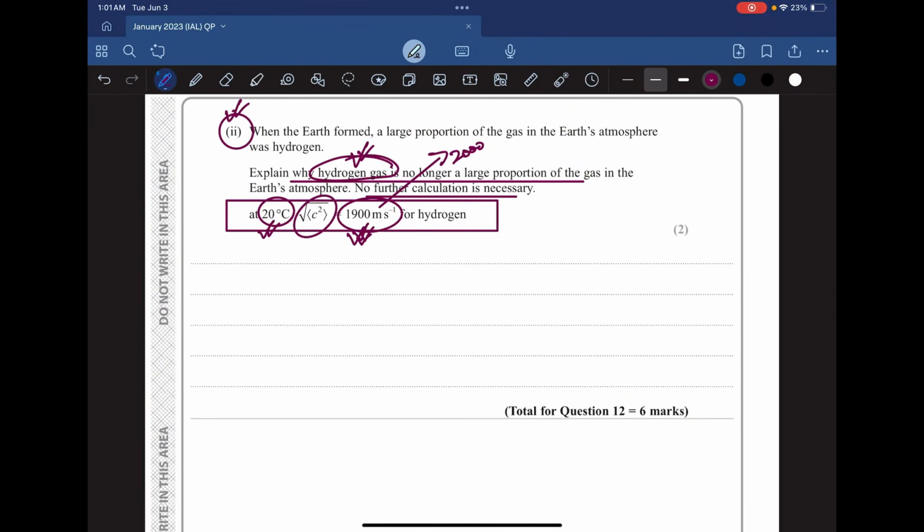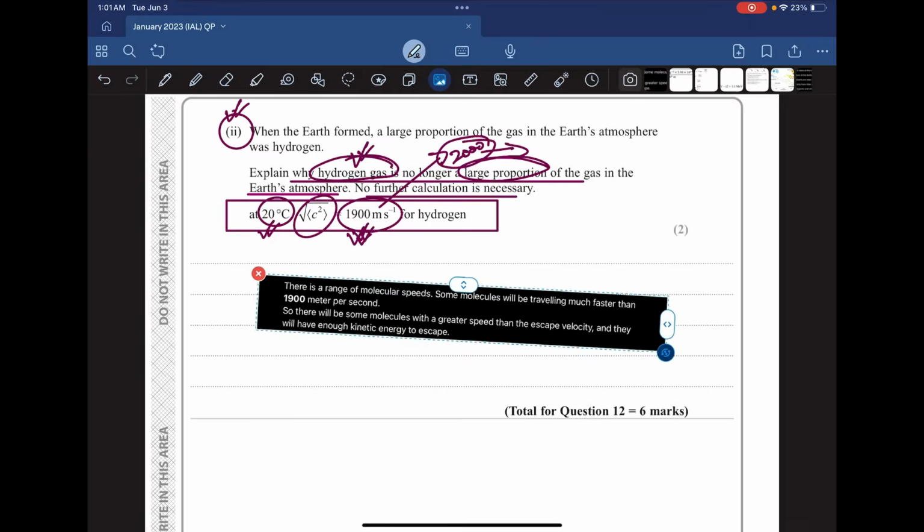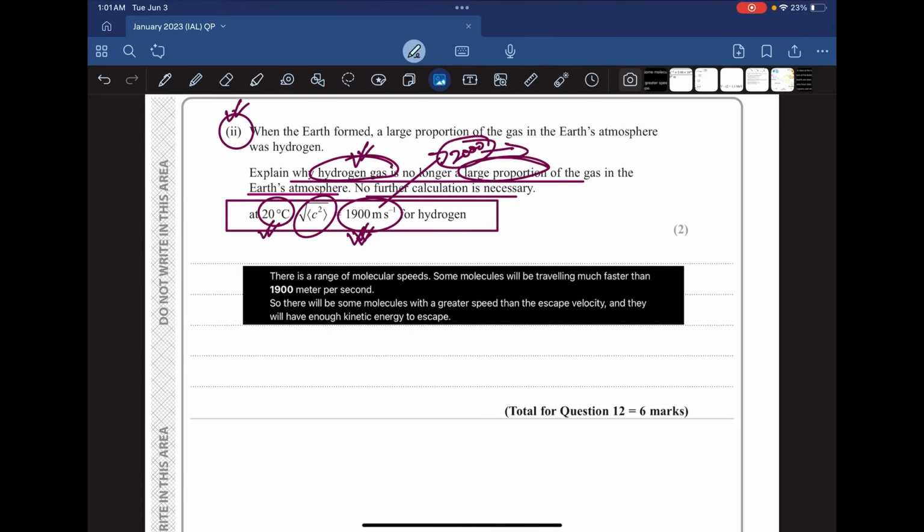Now if it becomes 20,000, or even if it increases to a very large value, then it maybe will have that escape velocity, and as it will have an escape velocity, it will be able to escape from the gravitational field of the Earth. That's why it is no longer present in large proportion in the Earth's atmosphere, right? So this is what we can mention, that there is a larger range of molecular speeds. All the hydrogen in the Earth will not have this 1900 value, right? Some of them will have 20,000, some of them will have 50,000, some of them will also have 1000, right?